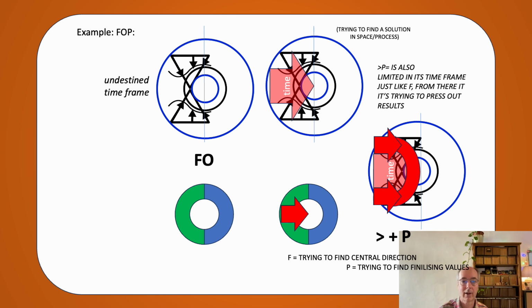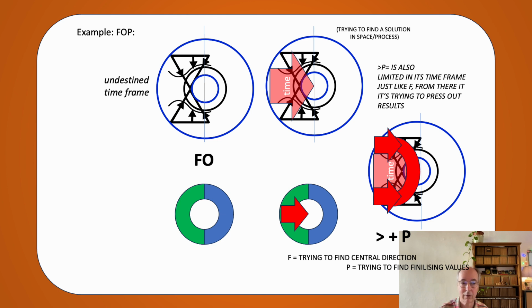With the P, I will still have to add it. It's still within my limits of time frame, so I have to press it instead of pressing out. It still is within my limits because I have F, the limits. P will still have these limits. So I press it still slightly within this border of this time frame. I will try to find the direction.